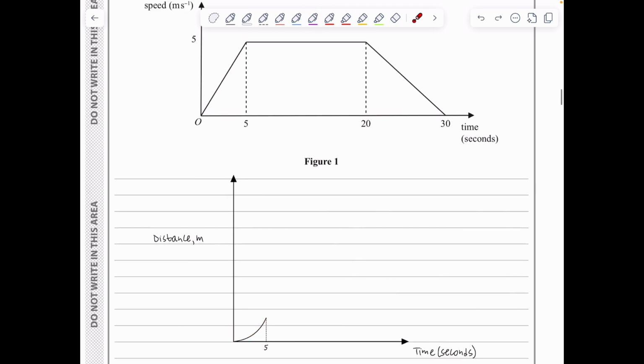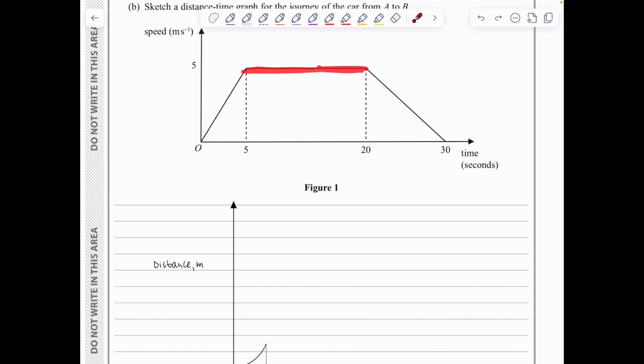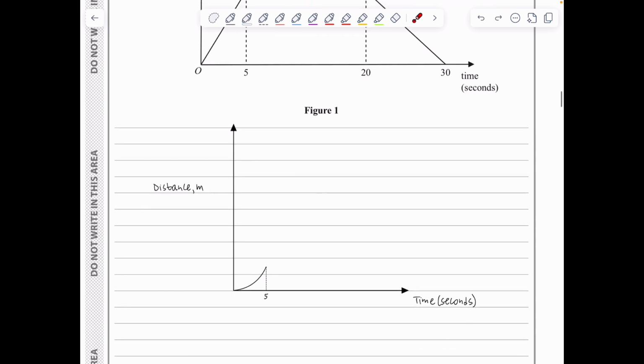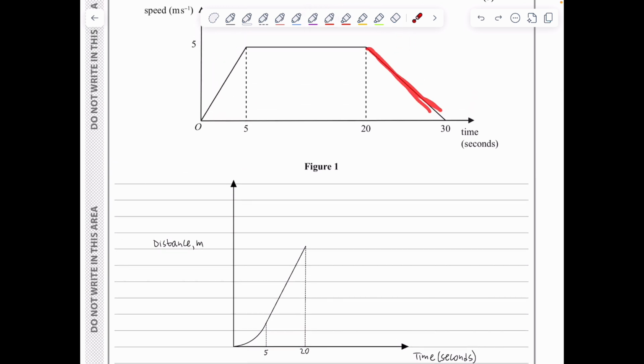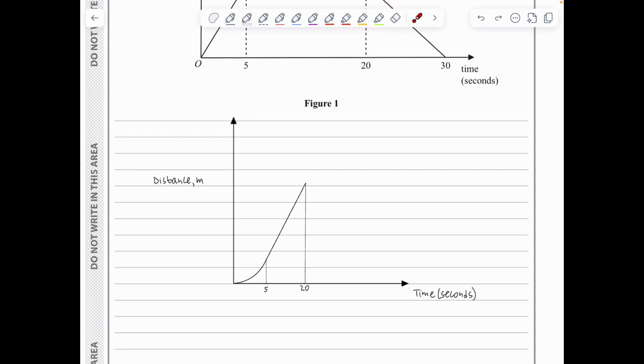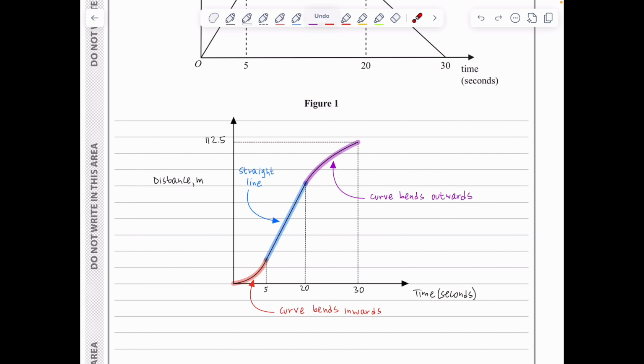Then we've got a constant speed between the 5th and 20th second. This means that the distance time graph will be a straight line. And then from the 20th to the 30th second, we are decelerating. So this time, the distance time graph is again a curve, but this time bending outwards, attaining a distance of 112.5 meters by the end of the journey. So essentially, the distance time graph consists of 3 different graphs. At the beginning, we've got the curve bending inwards, then it's a straight line, and then it's the curve bending outwards.